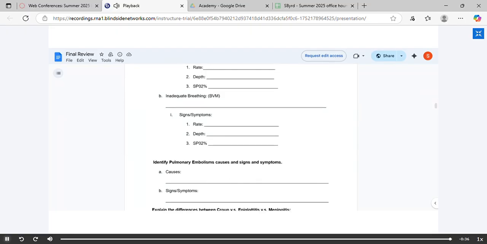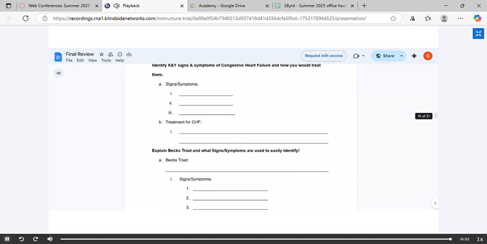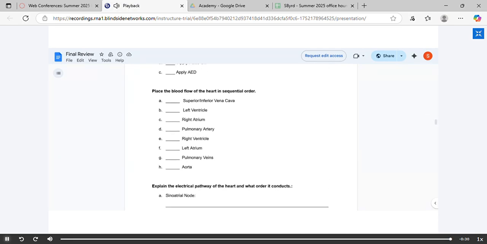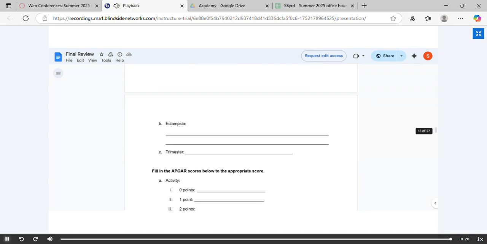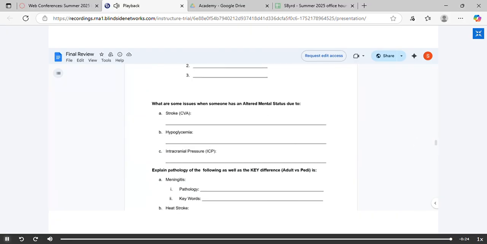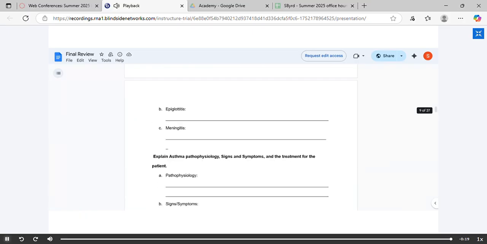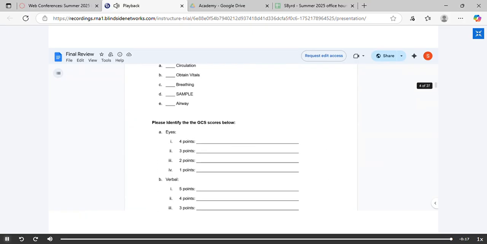Then we go into respiratory. Then we're going to go into our module 2, all of our different emergencies, cardiac, all this stuff. We'll go through all of this in a different review, and I will post that one as well.